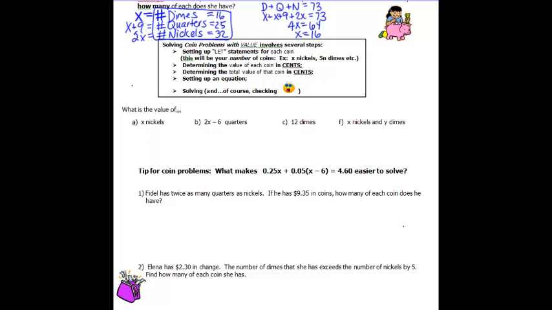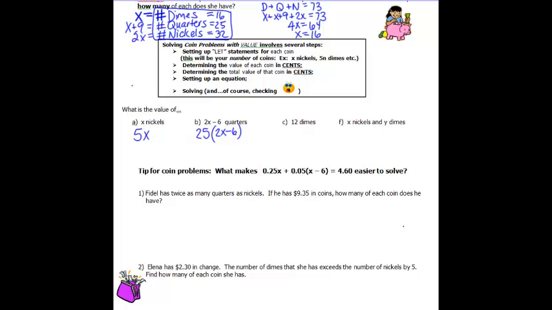So what are we doing? We're multiplying the number of nickels by 5. So 5x is the value in cents of X nickels. How about 2x minus 6 quarters? Well, a quarter is worth 25 cents each. Now, notice that I'm avoiding the decimals, and I'll explain that in a minute. The value of 1 quarter, 25 cents. 5 quarters, 125 cents. 2x minus 6 quarters is going to be 25 times 2x minus 6. Or, if you prefer to write it out, it's going to be 50x minus 150.